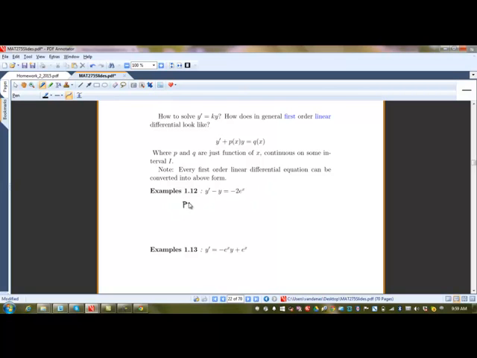So here my px, as I can see, this is already in the standard form, is -1, and qx is -2 e to the power x. This form is called the standard form.